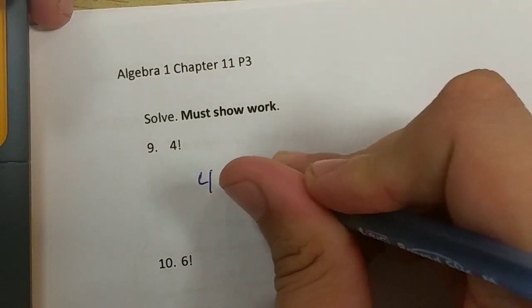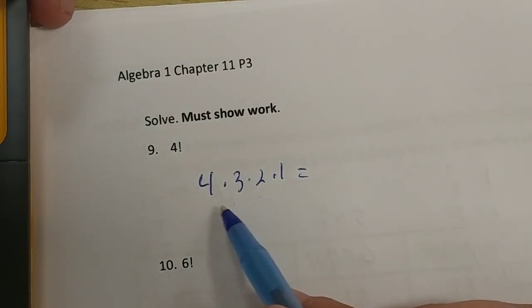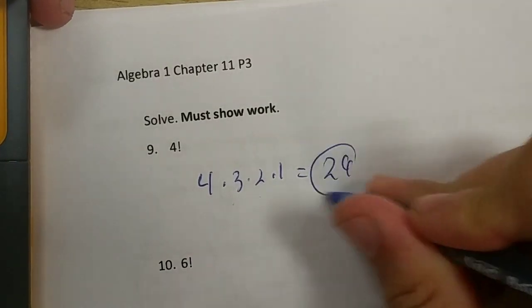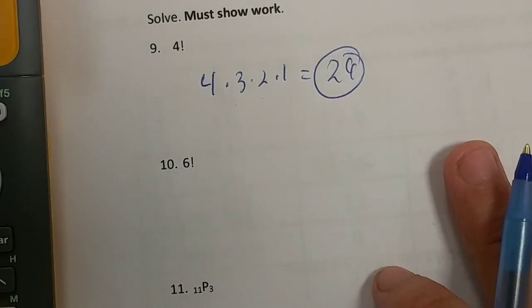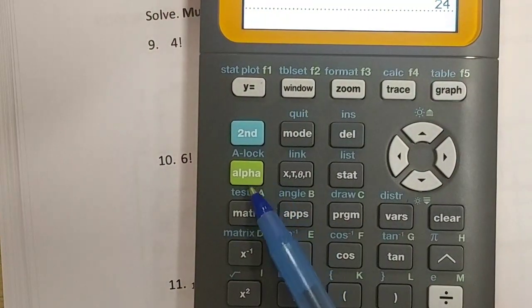Well, 4 factorial is 4 times 3 times 2 times 1. 2 times 3 is 6. 6 times 4 equals 24. Hey, look at that. That works. So if you want to see it again, you click math.